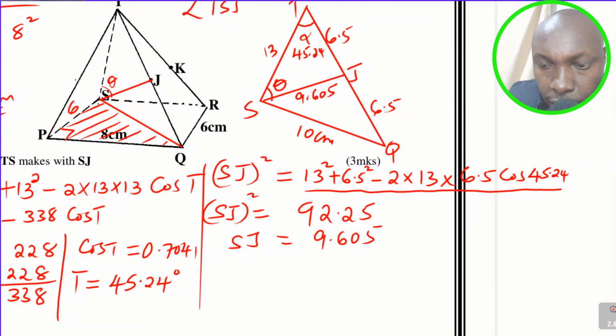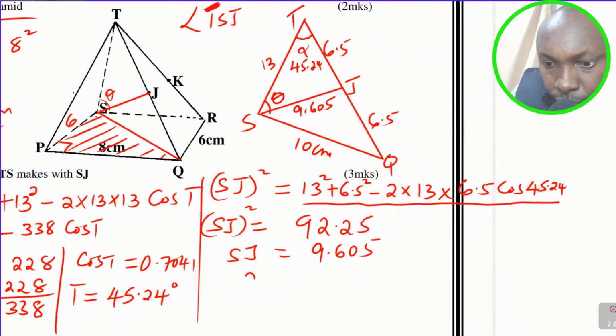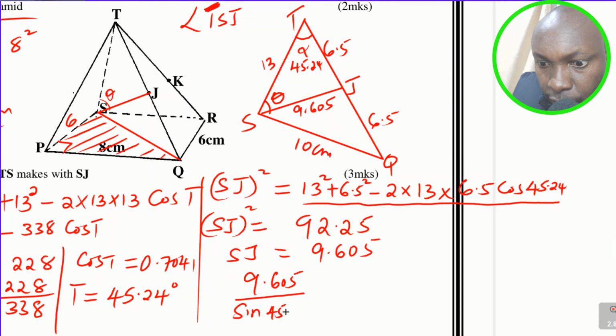Now in that triangle, you have everything that you need to enable you to get the required angle. Now considering triangle STJ, you have got three sides and one angle. Now use the sine rule. So using the sine rule, SJ, which is 9.605, divided by sine of 45.24 is equal to the side that is opposite the required angle, 6.5, divided by sine of that angle.